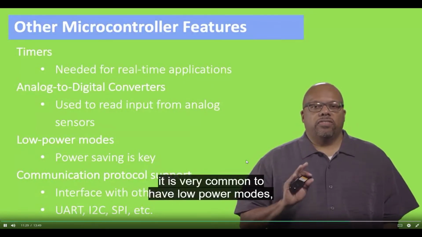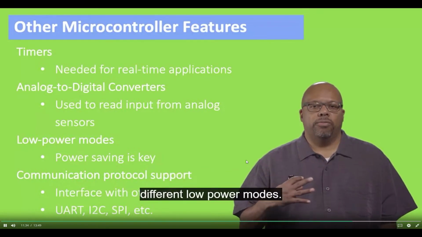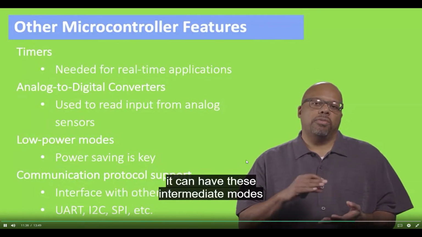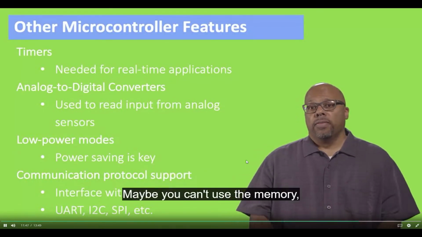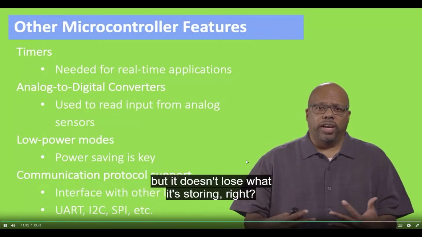So in integrated circuits, it is very common to have low power modes. In microcontrollers, you can have different low power modes. So the chip doesn't have to be just completely off or completely on. It can have these intermediate modes where certain things are turned on, certain things are turned off, or maybe something is turned on but it's running at a slower rate. Things like this. Maybe you can't use the memory, but it doesn't lose what it's storing, right? So it's got this intermediate state.